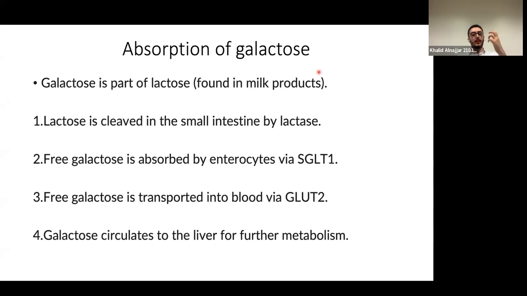So lactose gave us galactose. Now your body should deal with galactose, the monosaccharide. This is all done in your intestinal lumen. You have free galactose in your intestinal lumen. It will be absorbed into the enterocytes via SGLT1. What is this? Enterocytes, again, as I mentioned before, are the cells in your small intestines. They will absorb free galactose from the lumen of the intestine via a transporter called SGLT1. And the free galactose will be transported from the enterocyte to the blood via GLUT2, and from the blood to the liver for further metabolism.